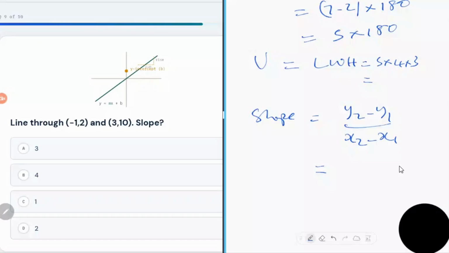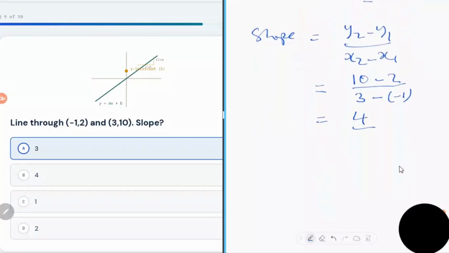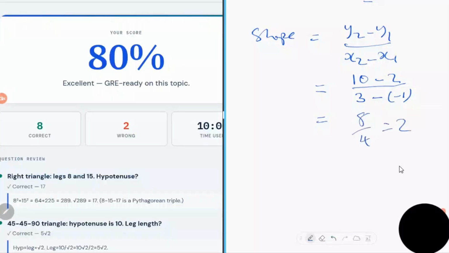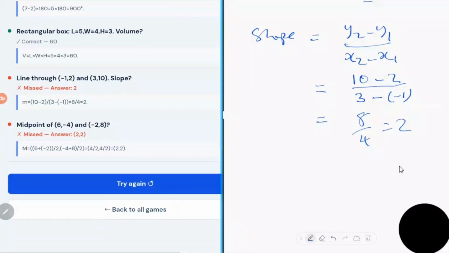What matters is that S1 and S2 must be together. So we can use 10 minus 2. Then we are now going to use 3 minus, thank you, 8 over 4, my mistake. So we have 8 over 4, which is equal to 2. So the answer is 2.